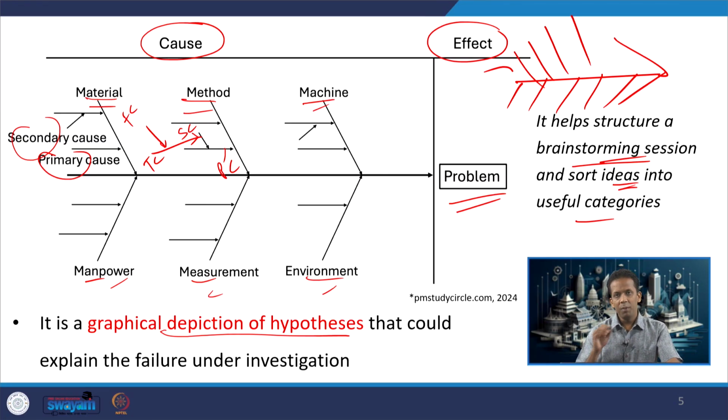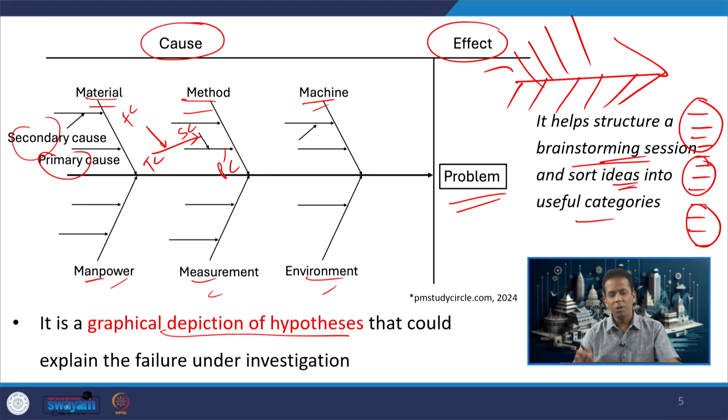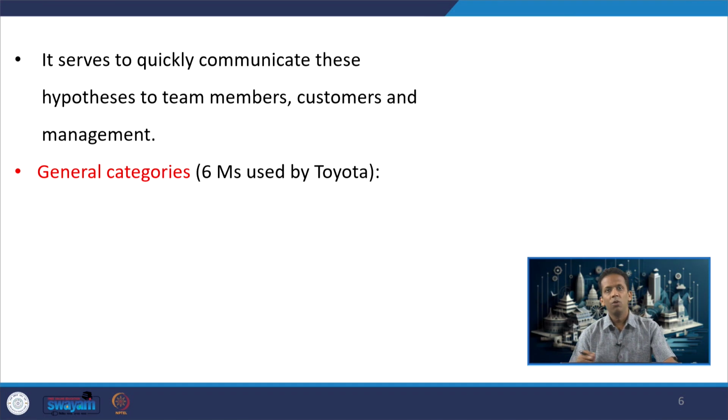So, instead of listing down causes like this, let us list down causes like this and then try to categorize according to the category. Like these causes are related to machine, manpower, or policy or framework and all. Through this tool or exercise of brainstorming, we can quickly communicate the hypothesis to team members, customers and management. It is a very simple tool to make our point and explain something to the stakeholder.